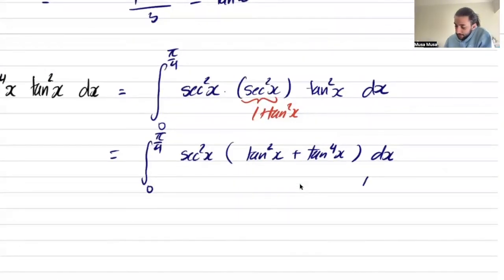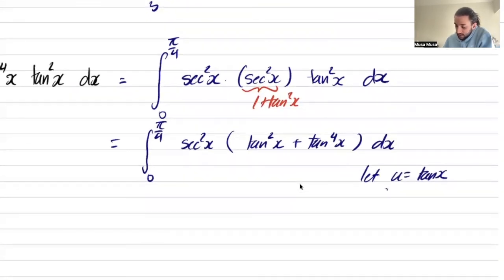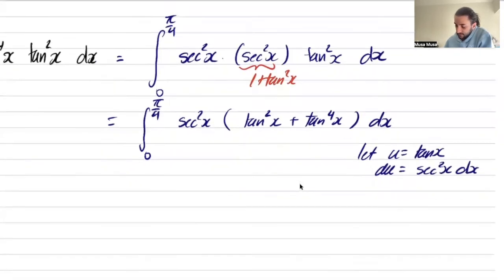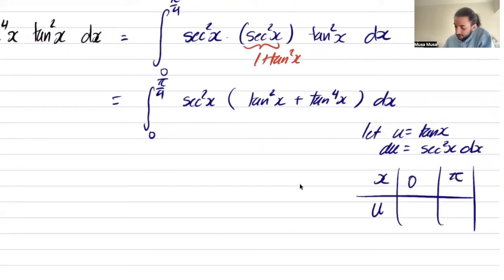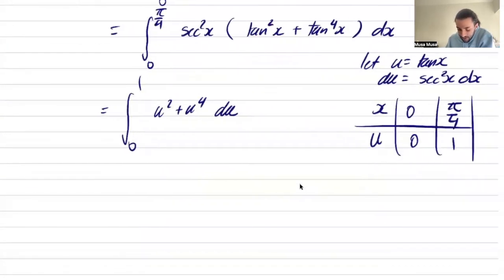Perfect. Now, to make life easy, we're going to let u equal to tan x. That means du equals sec squared x dx. And we have to replace our limits, or our bounds, as well. So 0 and pi on 4. Tan of 0 is 0, tan of pi on 4 is 1. So this just becomes the integral from 0 to 1, and we end up with u squared plus u to the 4 du. Adding 1 to the power, divided by the new power.